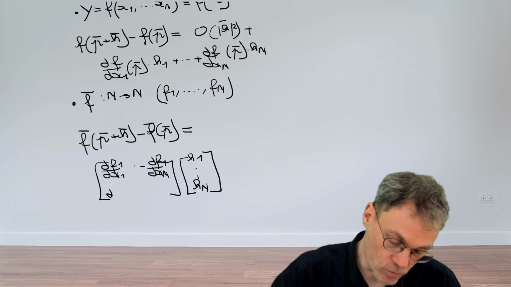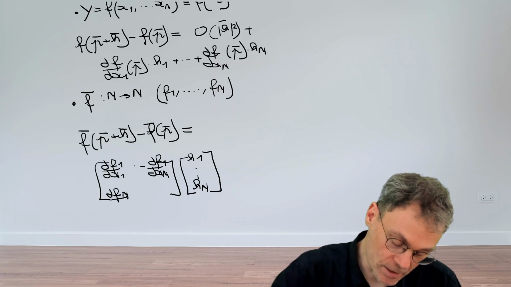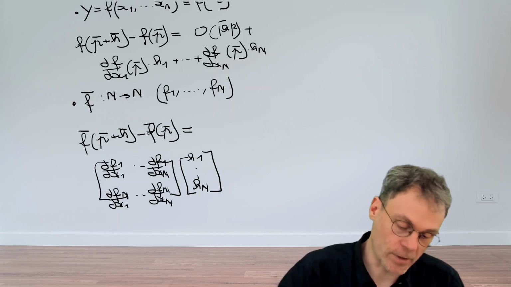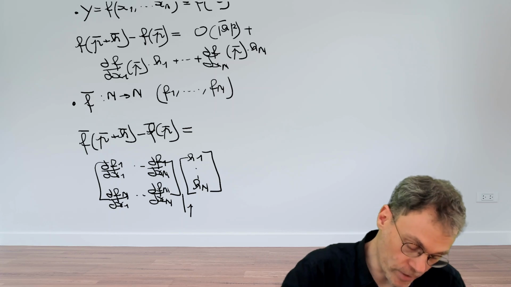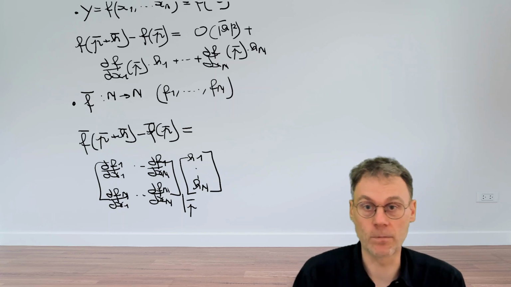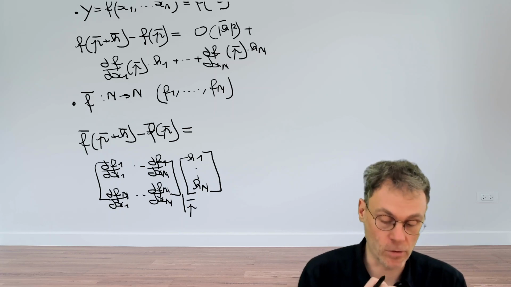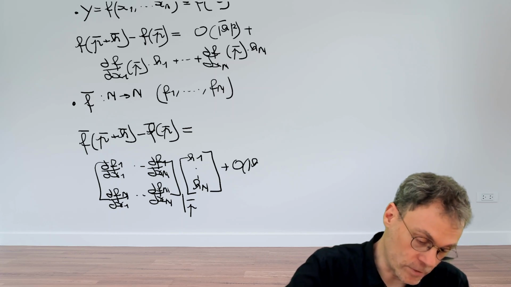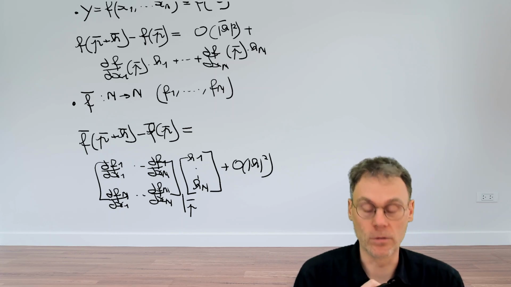So finally, at the final row, we will have dfn/dx1. Then we have dfn/dxn. And obviously, all of these derivatives are evaluated at our point P around which we develop our function. And again, as usual, we have some higher order stuff that we don't care about.